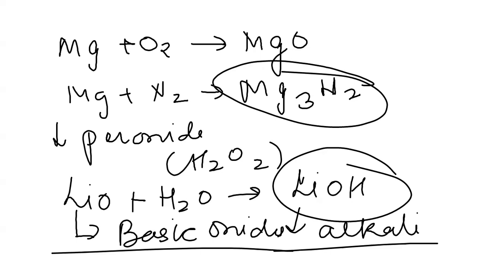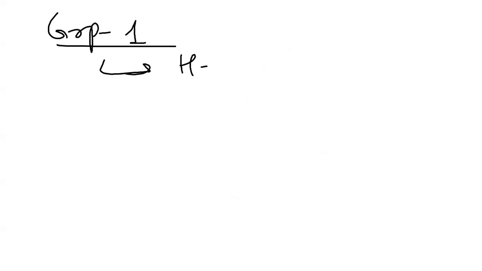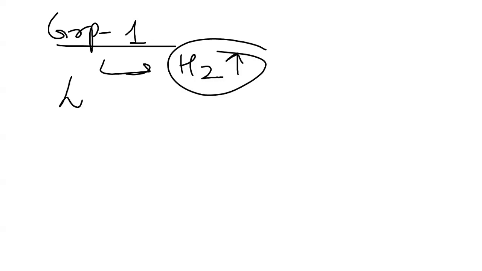Why? Because group 1 elements all form hydrogen bubbles when they react with water. And we see that this reactivity increases as we go down. As we go down, reactivity increases, and they are highly, highly exothermic.